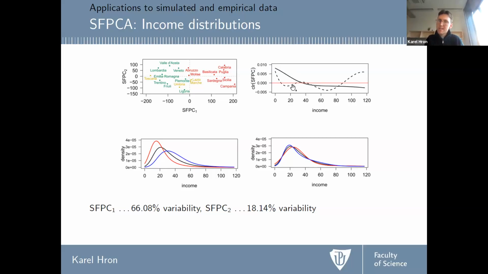Again, the main source of variability is concentrated here in the left tail, which distinguishes mainly the poor regions, because in the left part of the domain we can see the lower income classes. Of course, we now do not have simulated data, so we cannot expect that all variability will be explained by the first component, but still quite a reasonable portion was explained by the first functional principal component.